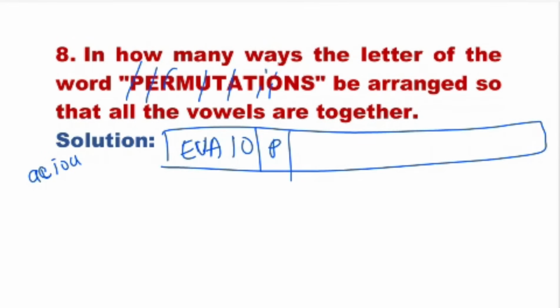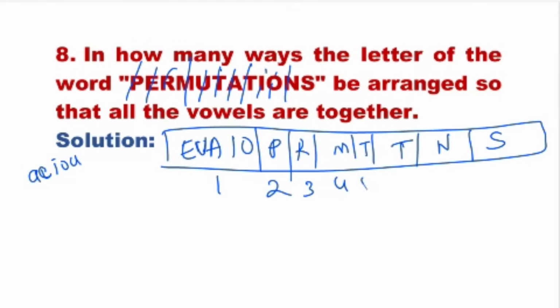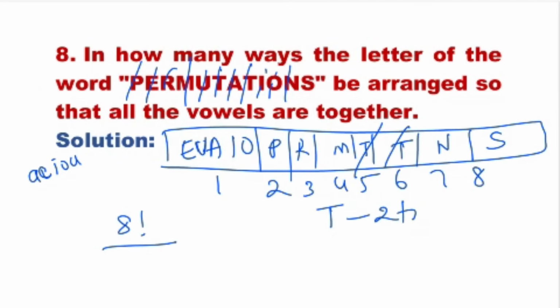That will be P, then R, then M, then T, then T, then T again, then N, then S. So how many letters do you have? 1, 2, 3, 4, 5, 6, so 8 letters are there. So it will be 8 factorial divided by the repeated letters. T is repeated 2 times, so we'll take that as 2 factorial in the denominator.